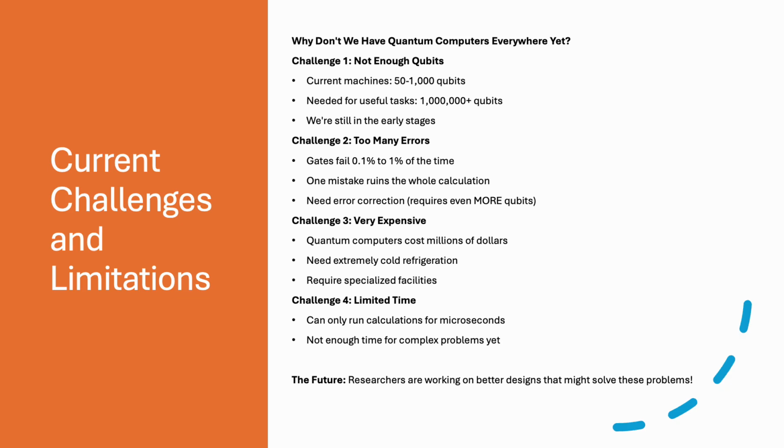Error rates are another major issue. Even the best quantum gates fail about 0.1% to 1% of the time. It might not sound like much, but if you need to perform thousands of gate operations for a complex algorithm, these errors add up quickly and destroy your result. Then there is the coherence time problem. Qubits only maintain their quantum properties for microseconds to milliseconds, limiting how complex our calculation can be.